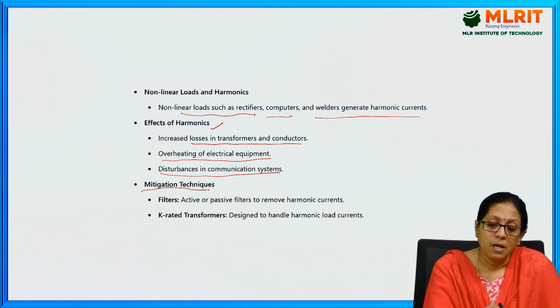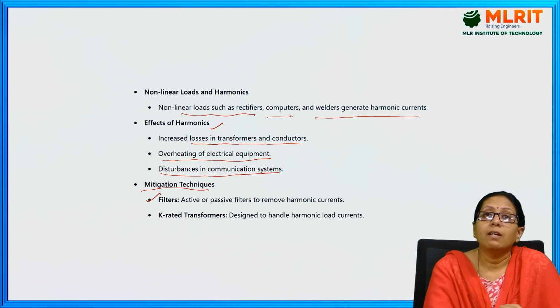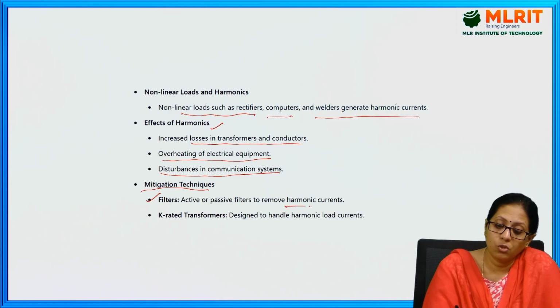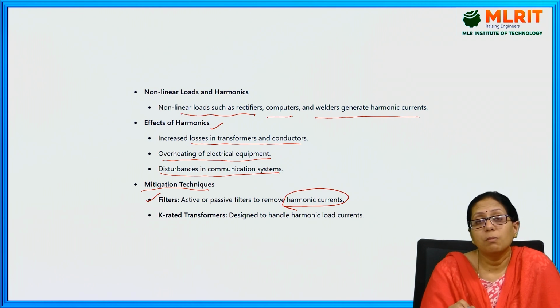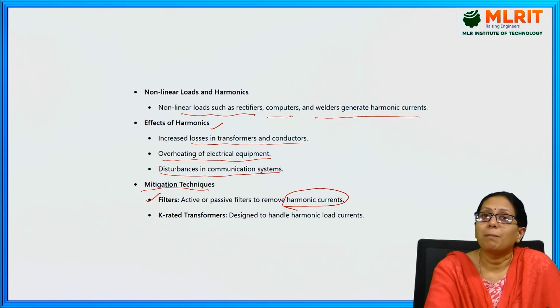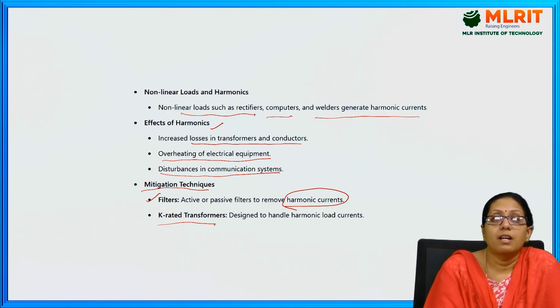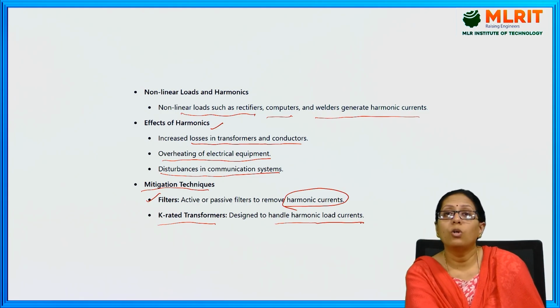The next one is mitigation technique. Mitigation technique means filters. Active or passive filters are used to remove or reduce the harmonic currents. Mitigation means reducing the harmonics or improving the efficiency. We will be using different types of filters, active and passive filters, to remove the harmonics from the currents. Next one is the K-rated transformer, which is designed to handle harmonic load currents.